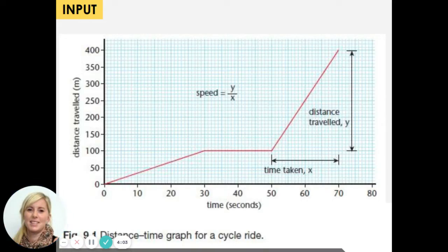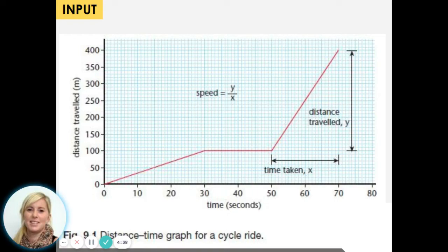So here then is another visual representation of that. What we essentially have to work out is, for the diagonal line, so we're looking at this region on the right hand side of the graph, we look at the distance travelled. I would say that the distance travelled for y goes from 100 to 400, so that's 300 meters, and the time is between 50 and 70, so that's 20 seconds. So I would do 300 divided by 20, and then that would be my speed in meters per second.